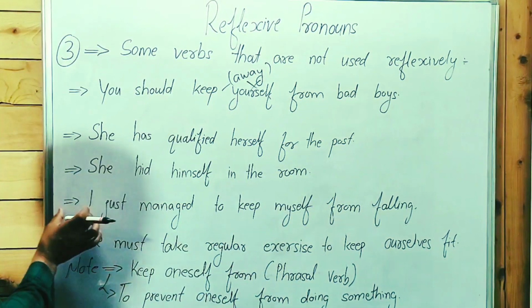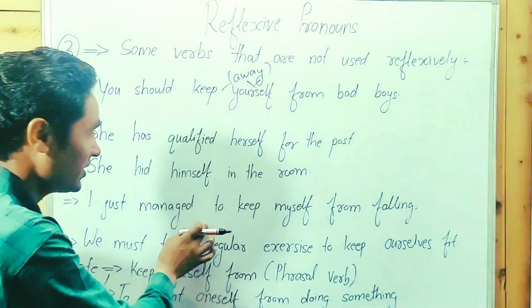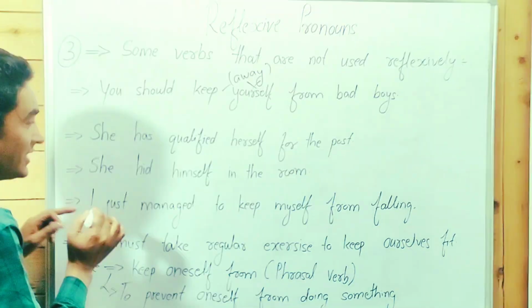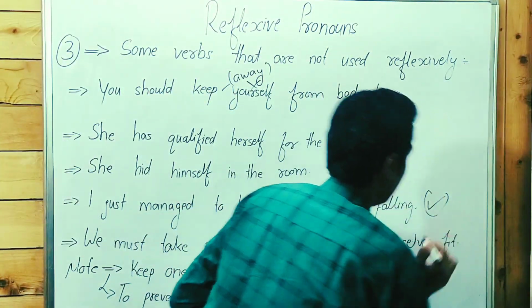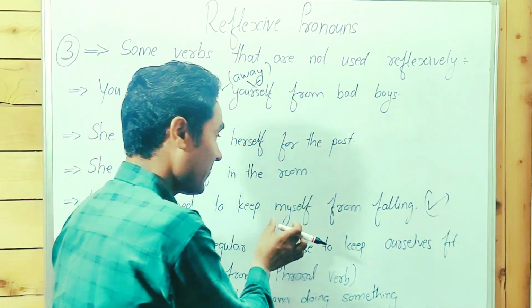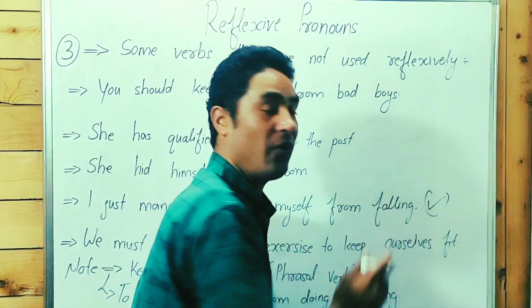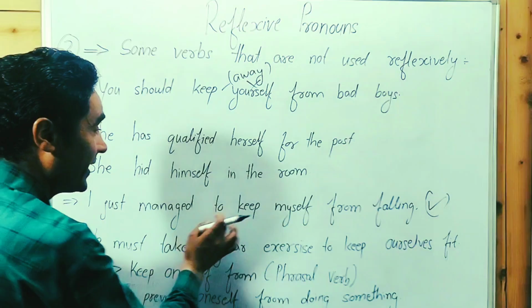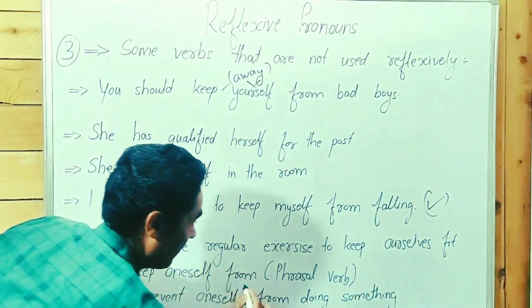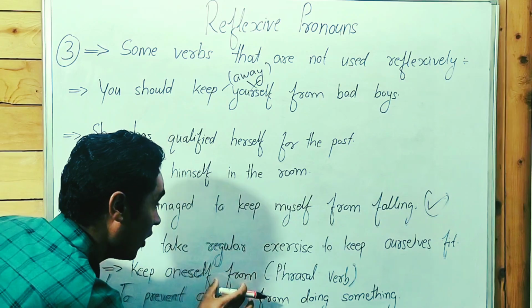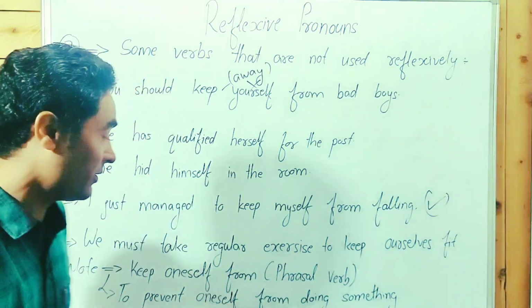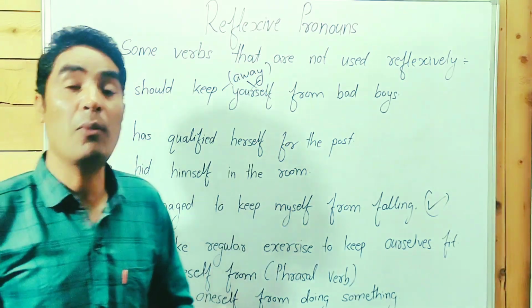Here I will teach you. I just managed to keep myself from falling. Guys, this is a 100% correct sentence. I just managed to keep myself from falling. Here I have written keep oneself from. This is a phrasal verb. To keep oneself from means to prevent oneself from doing something.